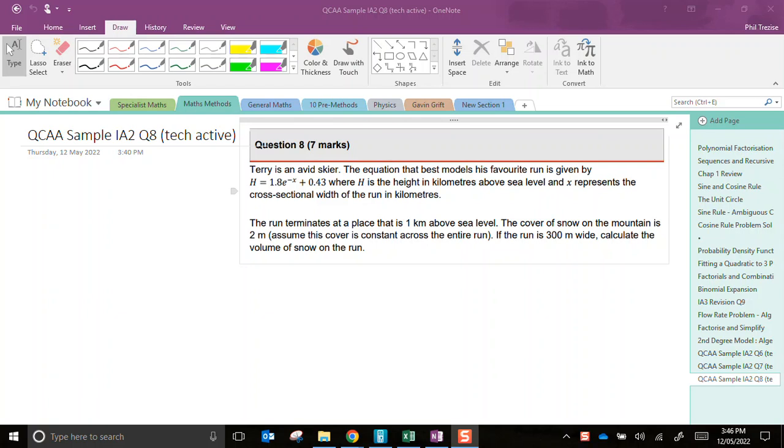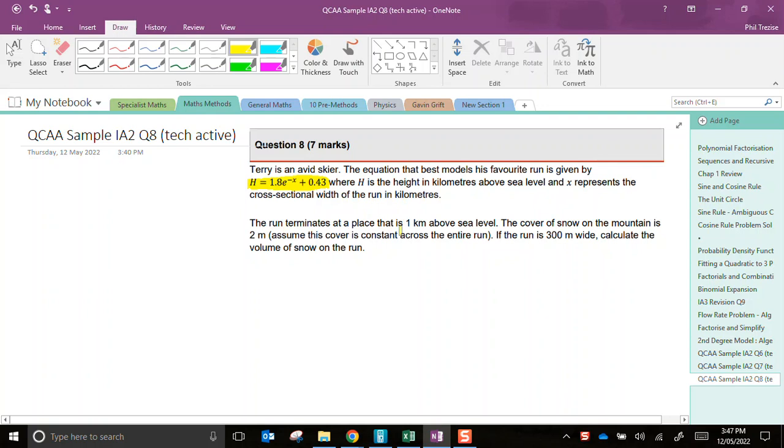Hi everyone, this lesson is going to demonstrate the solution of question 8 from the Tech Active part of the Sample IA2 exam. So let's go. Terry is an avid skier. The equation that models his favourite ski run, now that'll be important, is given by this formula here. H is the height in kilometres above sea level, that sounds like a vertical axis. X represents the width of the run, cross-sectional width, so that's horizontal.